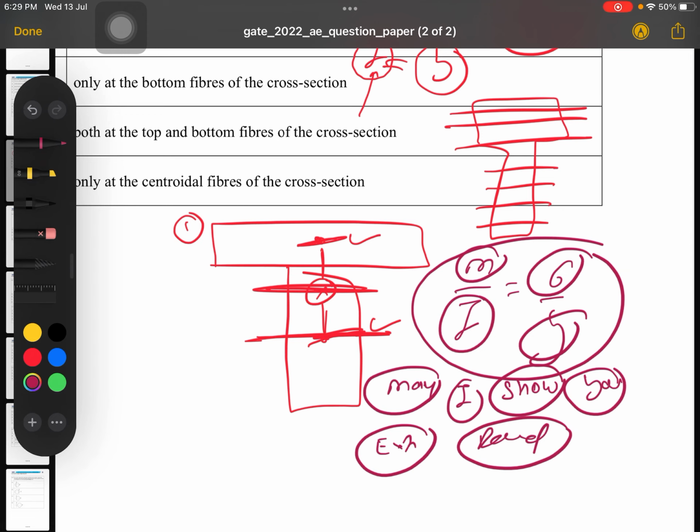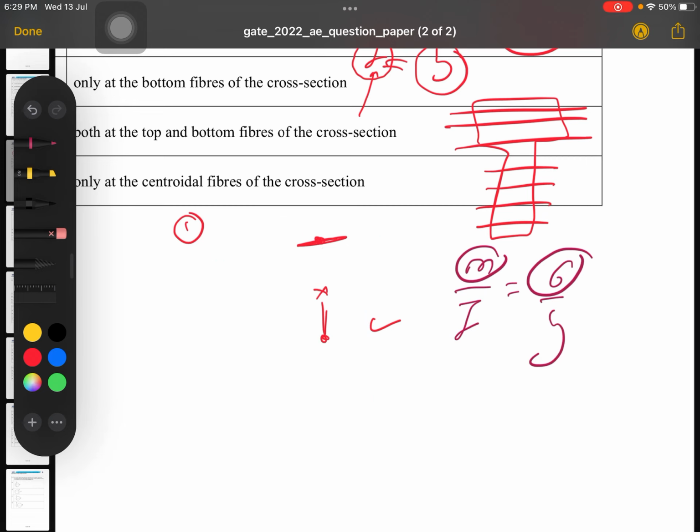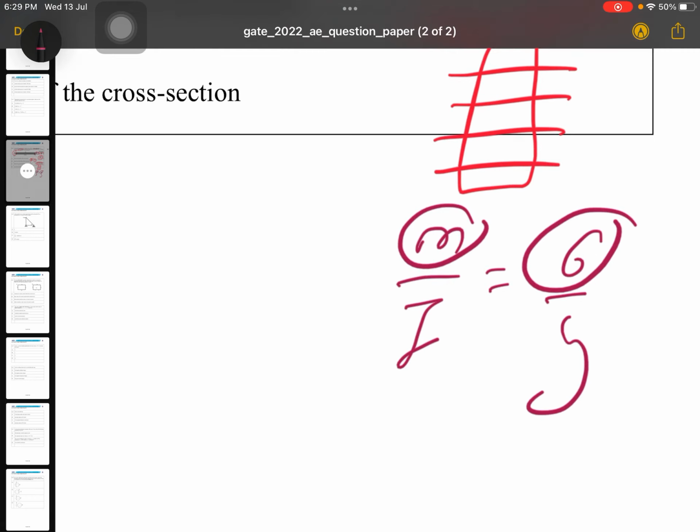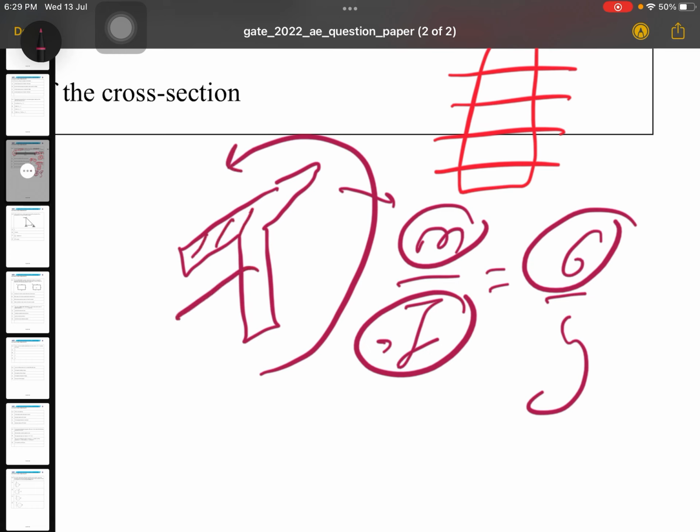Now next thing, in this formula you have sigma variation with Y. I said in the beginning, M and I you have to consider constant. So why are M and I constant? Because I is a cross section property. Cross section is not changed under bending. It means if you have T section, then when you apply any bending, T section will not convert into Z section. It will be T section only, correct? That's why I is not changed.